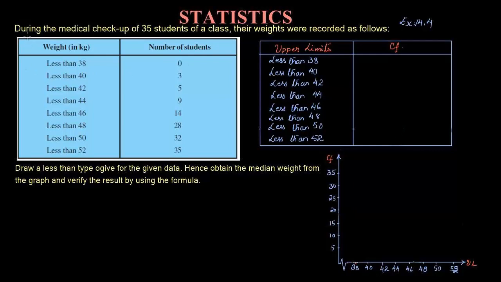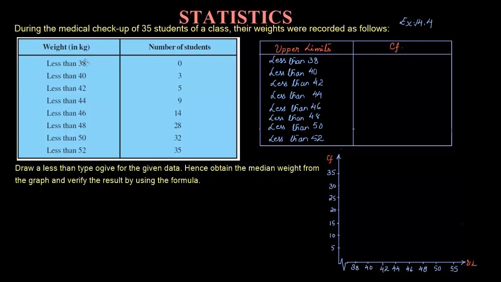The question says, during medical checkup of 35 students of a class, their weights were recorded as follows. So their weights have been recorded in the tabular column and the data given to you is like this. And what we need to do? We need to draw a less than type ogive for this given data. And also we need to find the median weight from the graph and verify the result by the formula. So let us start the question.